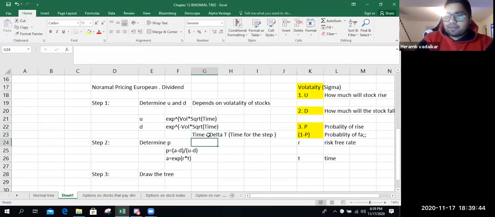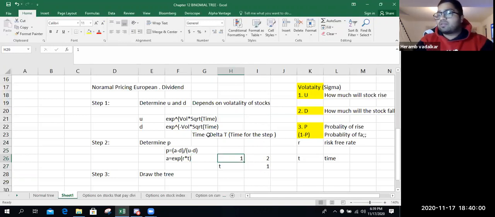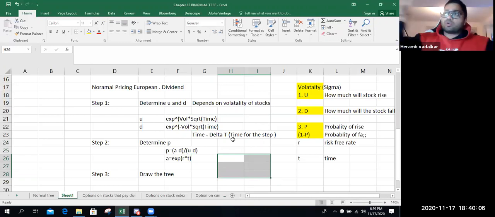I'll give you an example. Let's say it's a 1 year option. So time will be 1. But if it is a 2 year option, but it has 2 steps, right? Instead of 2, the time will still be 1. So the time element is delta T, the change in time, not the overall time.